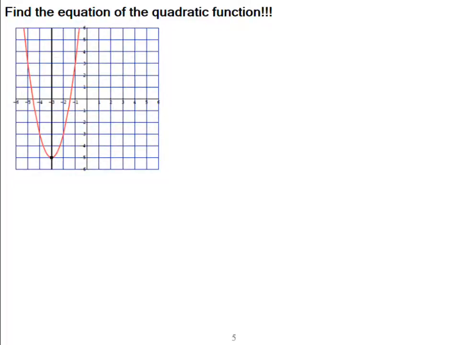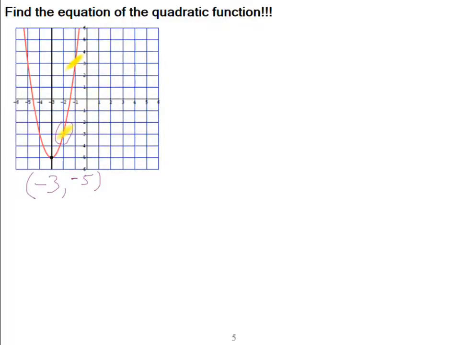Okay? You have to identify the vertex. So what's the vertex? Good, I hope you see it. The vertex is negative 3, comma, negative 5. And then you need to identify another point. You have a couple options, right? It looks like it goes through this point and this one. So you have negative 1, 3, and you have negative 2, negative 3. You can use either one of those points, and you should get the same answer.